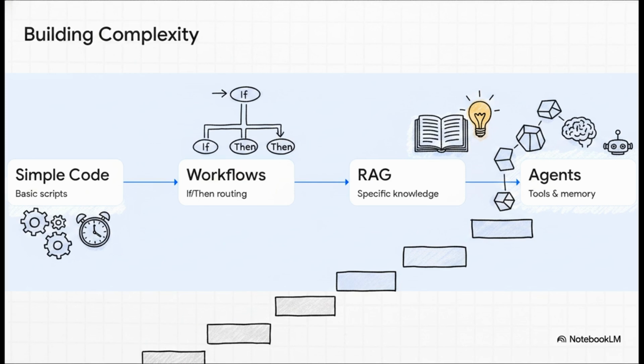Next up the ladder comes RAG, where you add specific knowledge, and finally, at the absolute peak of complexity, you build fully autonomous agents with their own tools and memory. The golden rule here, always match the complexity of your solution to the actual complexity of your problem.